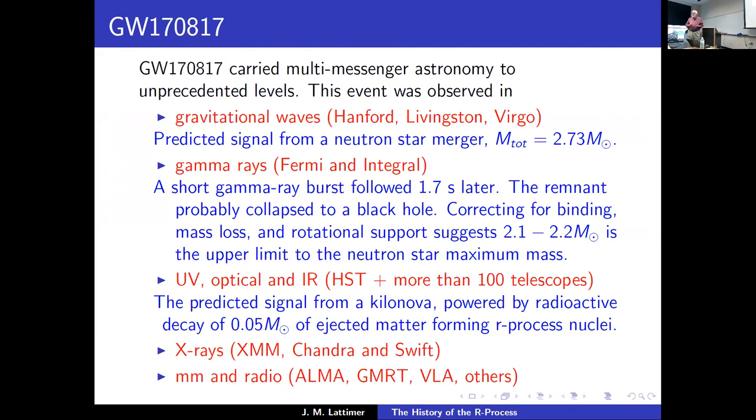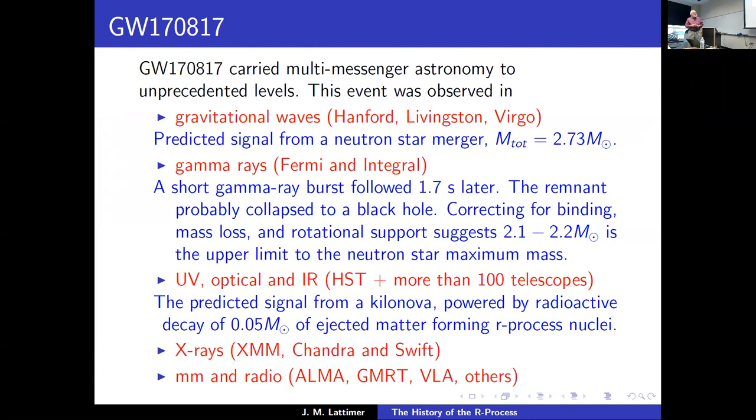It was also observed in gamma rays by both the Fermi and the Integral telescopes as a short gamma ray burst that followed 1.7 seconds after the merger. And it appears that the remnant quickly collapsed to a black hole. And once you correct for binding energy, the mass loss in ejecta and the rotational support that the rapidly rotating final system would have had before the collapse to the black hole, this suggests that the mass of the remnant exceeded the maximum stable cold neutron star mass.